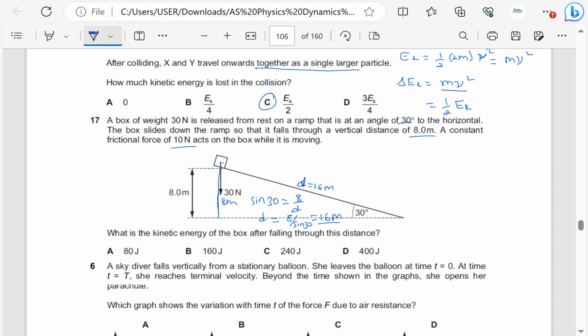What is the kinetic energy of the box after falling through this distance? Note that there is frictional force, which acts in the opposite direction.